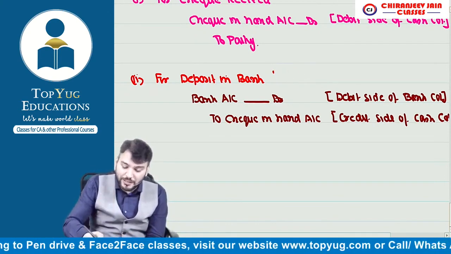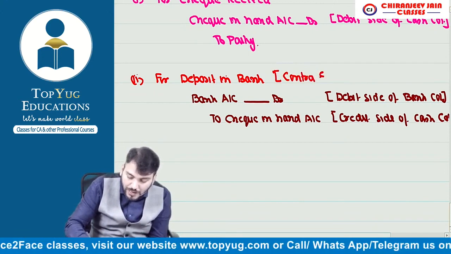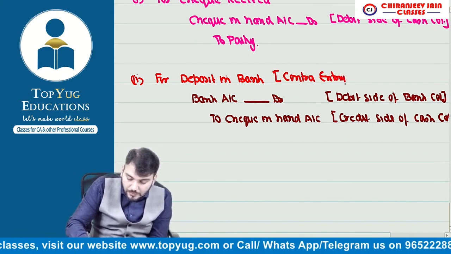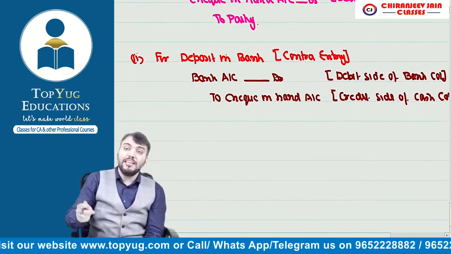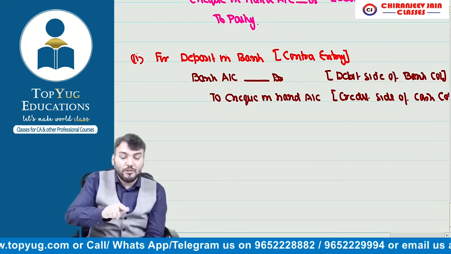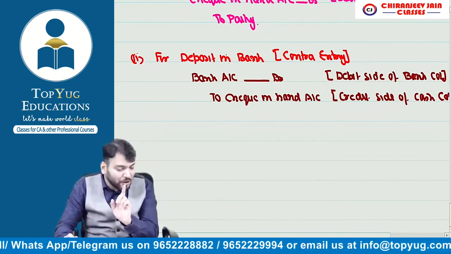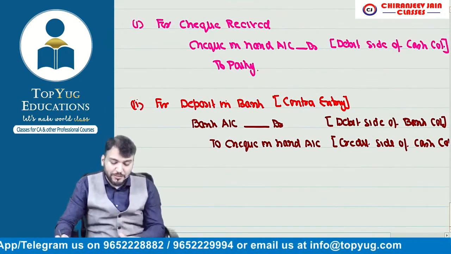Contra entry, not compound entry. Understood? So any transaction which affects both the cash column and the bank column in the cash book will be a contra entry. Have you understood this point?